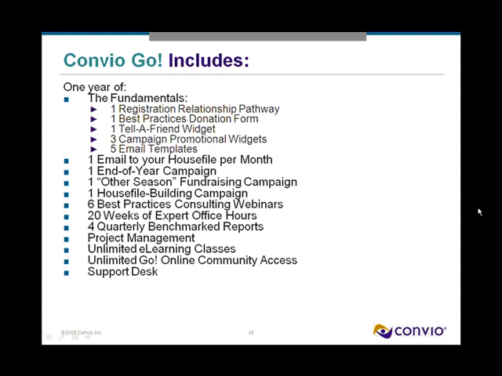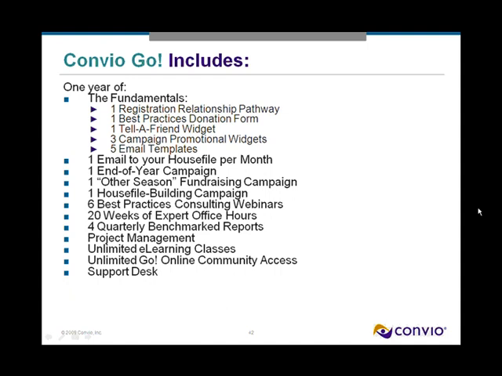So breaking it down, and I won't go through every single one of these bullet points, but the Go program really includes a lot. We get those fundamentals in place, and there's a lot to that. That's how we spend the first month or so getting that all squared away. Then an email house file building campaign, an end-of-year campaign, another fundraising campaign, also regular communications, and getting those newsletters, e-blasts, and e-cards out to your constituents and supporters over the course of your first year and doing that regularly. We also, as I mentioned, have best practices webinars, expert office hours, just a variety of resources that we provide.